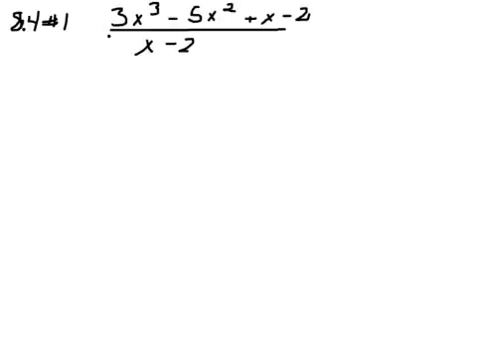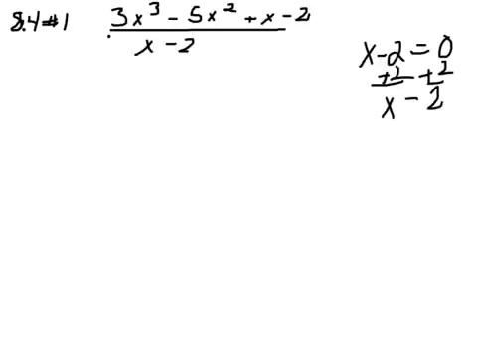And what you do in synthetic division is you divide by the zero, okay? So for instance, this is 3x cubed minus 5x squared plus x minus 2 divided by x minus 2. So what I'm going to do is take the denominator and set it equal to 0, and I get x is 2 is the 0. That's the number I'm going to divide by. So you just set the expression equal to 0 and solve. I'm going to divide by 2.